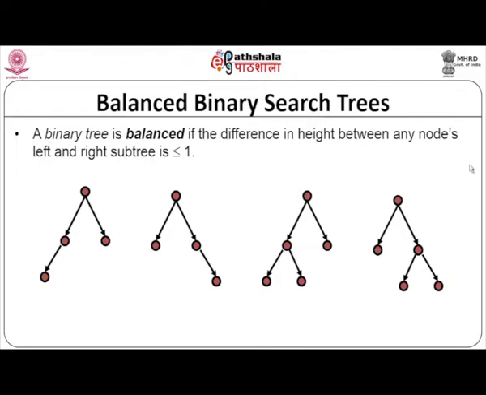Look at the first tree here. You have a node whose left subtree has a height of 2 and its right subtree has a height of 1. So, the difference in height is 1. Here you have left 1, right 2, again a difference in height of 1. The other one is the same way. So, all these 4 are balanced binary search trees. They are not perfectly balanced, but they are balanced because the difference in heights between the left and right subtree is less than or equal to 1.